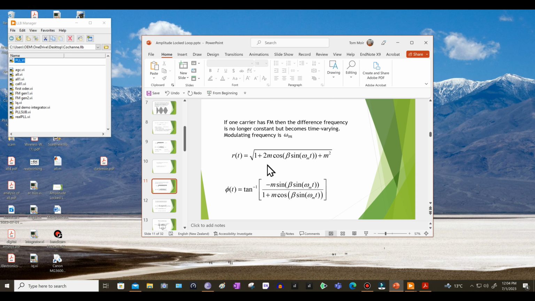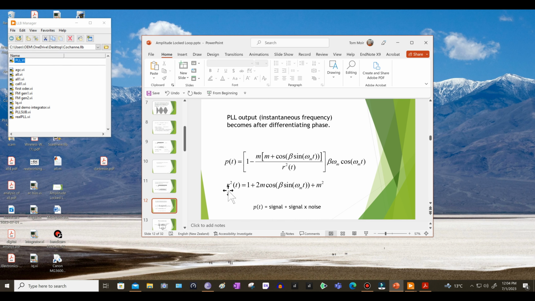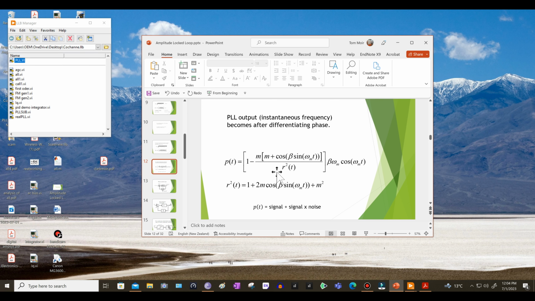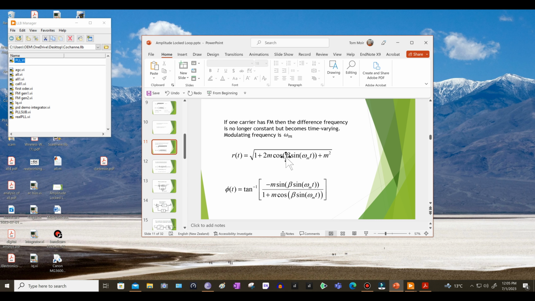So you get that kind of expression. To find out how it would behave, you need to differentiate the phase, and if you differentiate the phase, you get this expression for the phase lock loop output, where this thing R of t squared on the denominator is the envelope squared of the original signal, because the envelope is the square root. When you square it, it's the envelope squared.